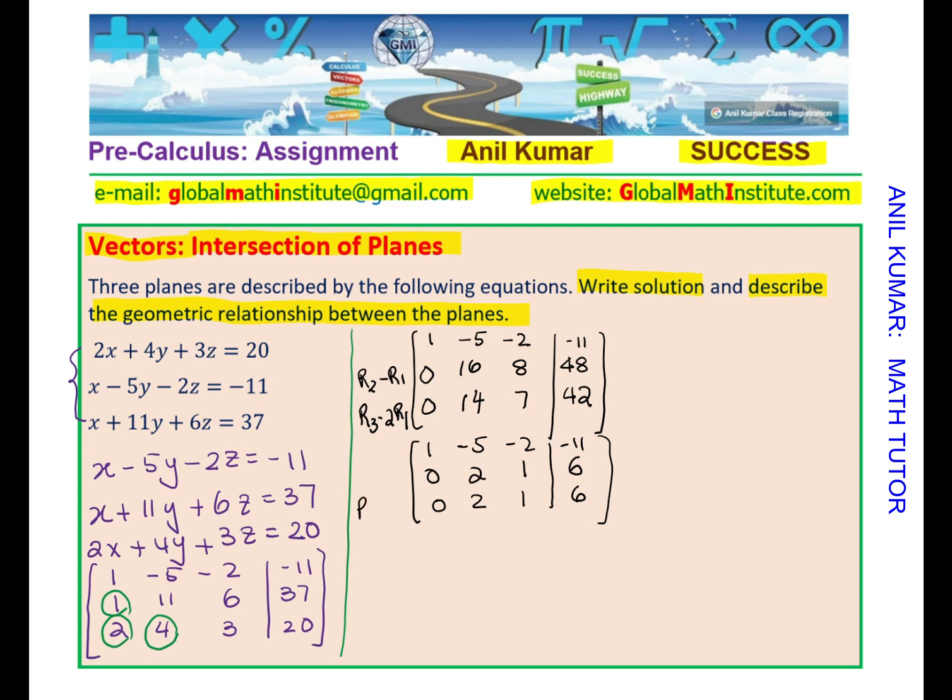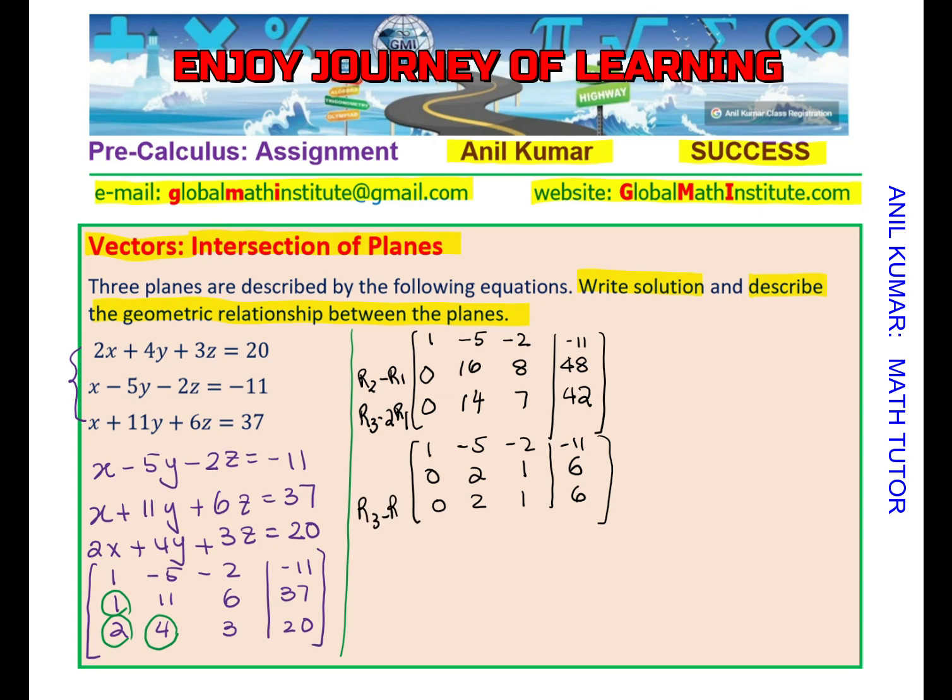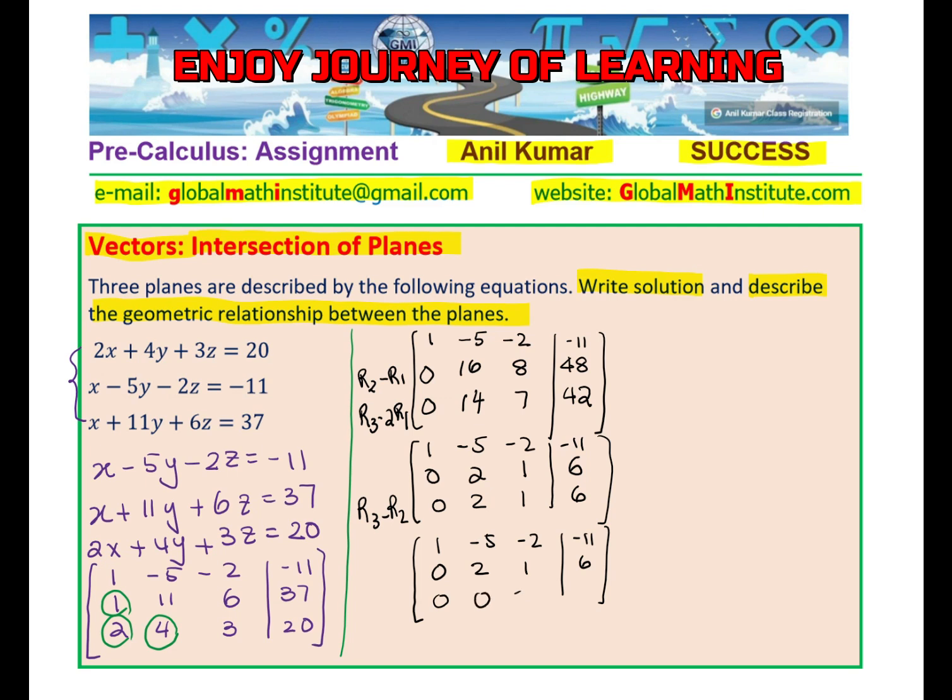So if I do row 3 minus row 2, what do I get? The first row stays the same, the second we'll just keep as such, we're not doing anything to that, but in the third row we are subtracting the second, so I get 0, 0, 0, 0. You see that? So we get 0 equals 0. Now that makes sense, right? 0 is equal to 0.